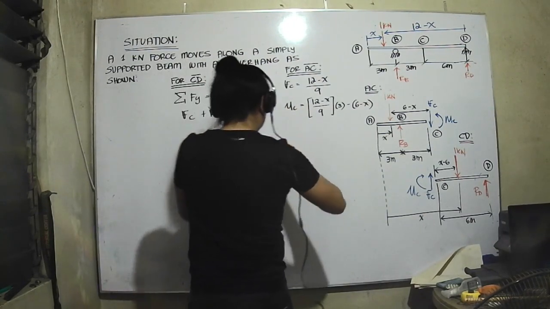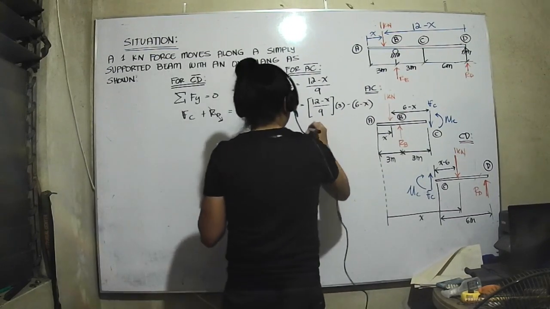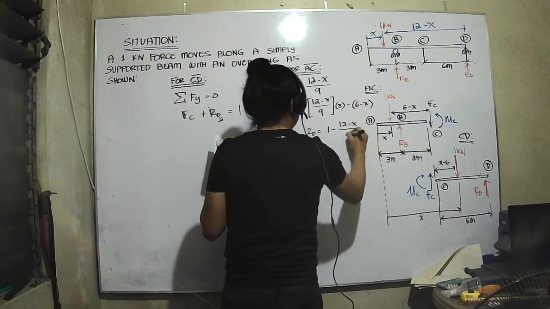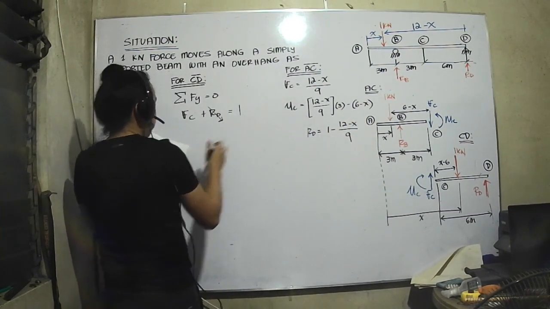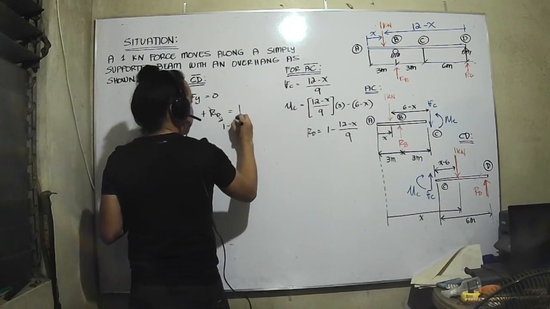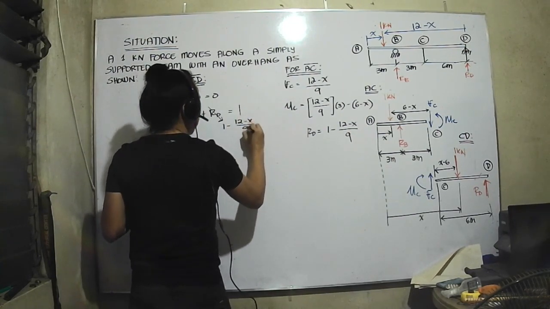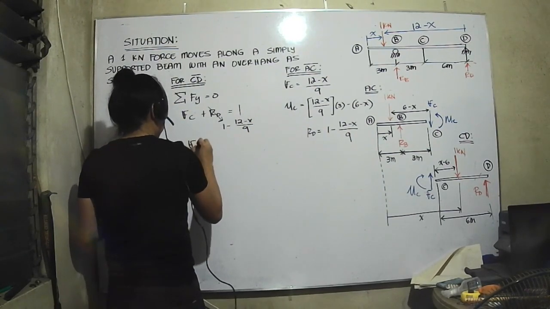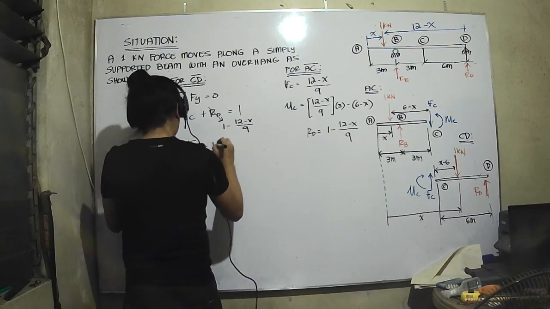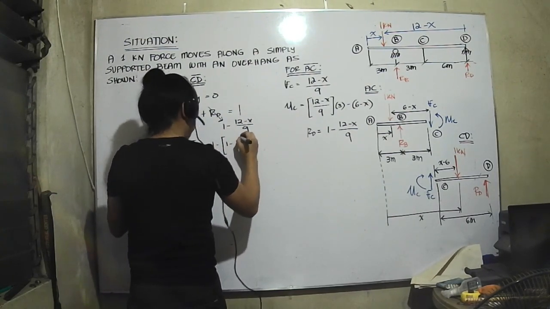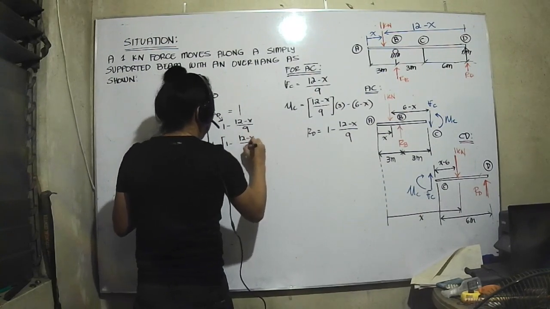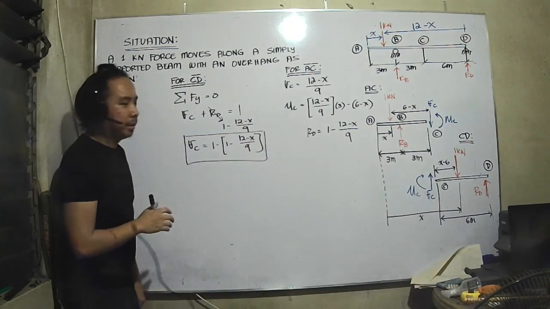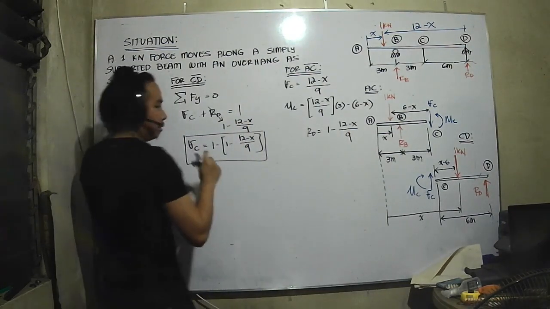I erased it, sorry. But RD is equal to 1 minus (12 minus x) over 9, okay? So 1 minus (12 minus x) over 9. In other words, our VC will just be equal to 1 minus (12 minus x) over 9. This is our VC. You can simplify it.